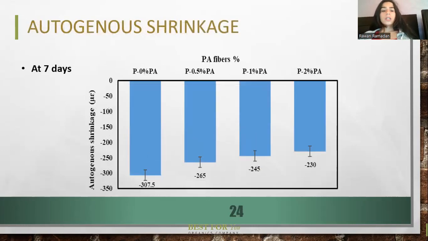Moving to autogenous shrinkage, autogenous shrinkage also decreases as PA fiber increases. Here, the reason for this decrease is mainly due to the fact that PA fiber could store some moisture during mixing and release this moisture later on to the cement paste over time.